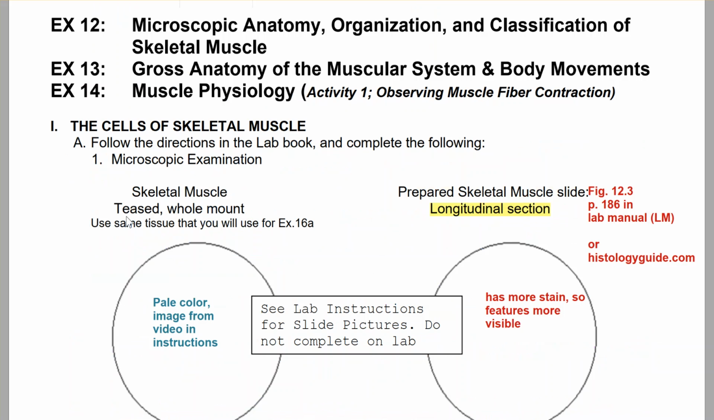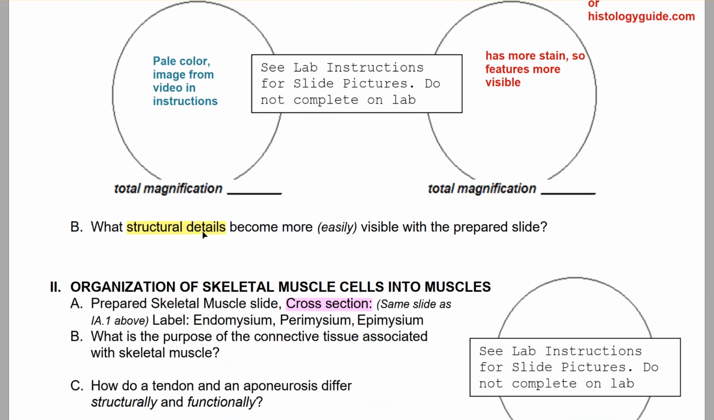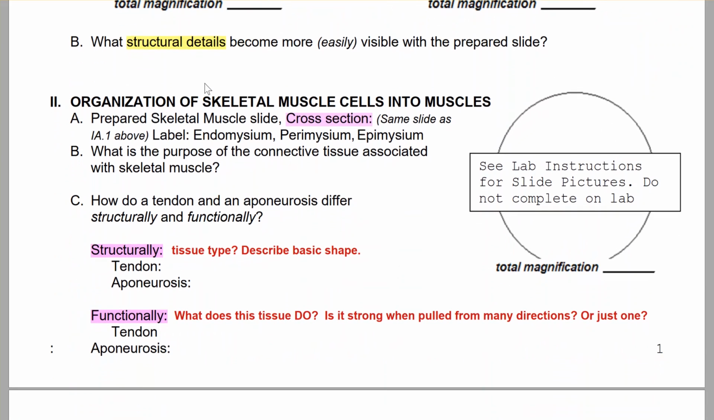And so here we are at the first page of your lab report. You'll take a look at the teased whole mount video, and then you'll compare it to the figure in the book or to Histology Guide. And you're just going to take a look to see what structural details become more visible on a slide that has more stain. Then the bottom of this page is going to talk about the things that are visible about skeletal muscle tissue in a cross section.